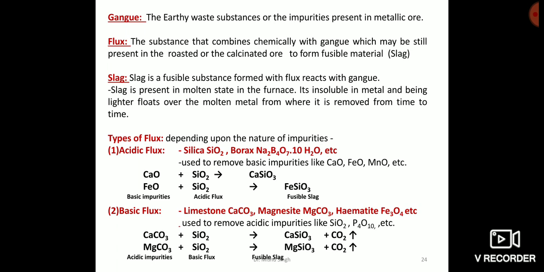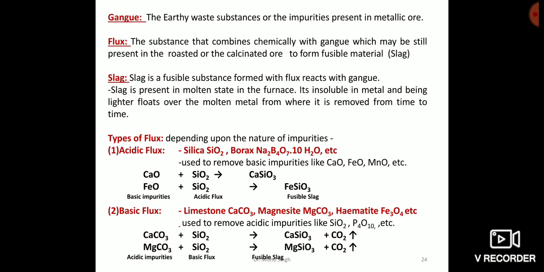If the calcinated or the roasted ore still contains non-fusible impurities of earthy matter, an additional substance called flux is added during the reduction process. Thus, flux is a substance that chemically combines with the gangue, which may still be present in the roasted or the calcinated ore, to form an easily fusible material called slag. You can say flux combines with gangue to form slag.